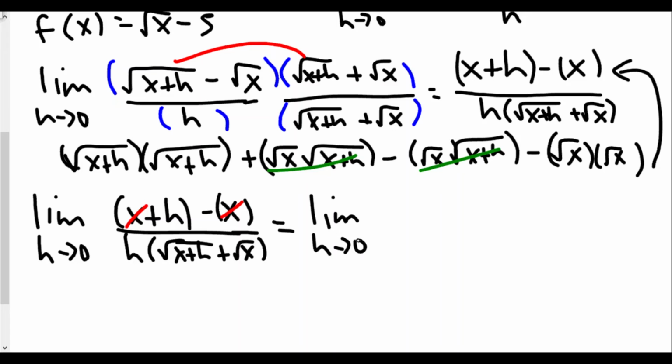Some people ask me, why do you keep writing that? Because we want to remind ourselves it's a limit, okay? Because that's the important part we have here, of h all over h times the square root of x plus h plus the square root of x.